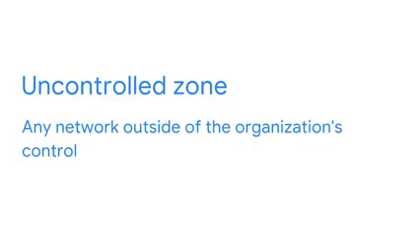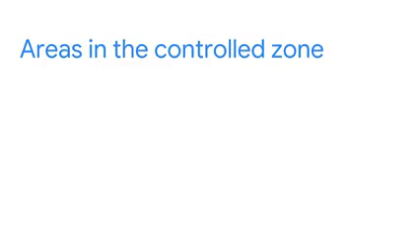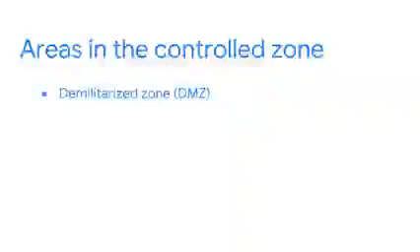First, there's the uncontrolled zone, which is any network outside the organization's control, like the internet. Then there's the controlled zone, which is a subnet that protects the internal network from the uncontrolled zone. There are several types of network within the controlled zone. On the outer layer is the demilitarized zone, or DMZ, which contains public-facing services that can access the internet.